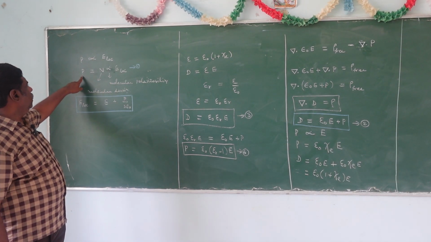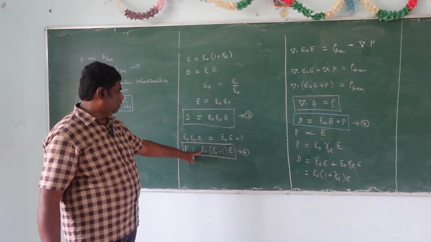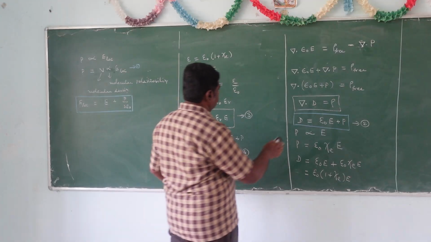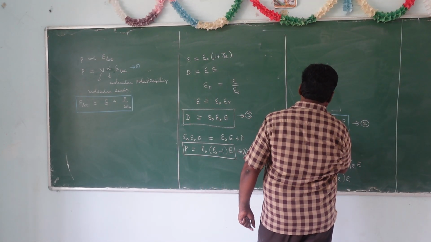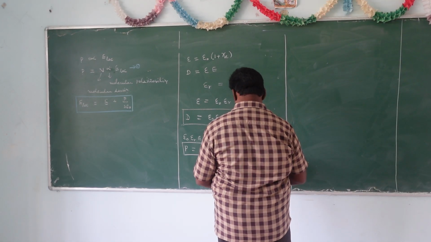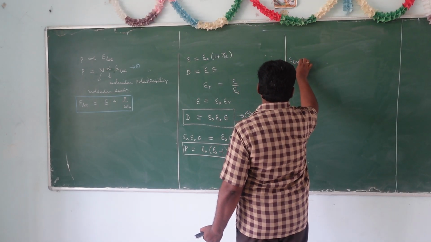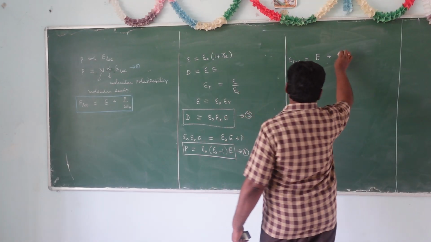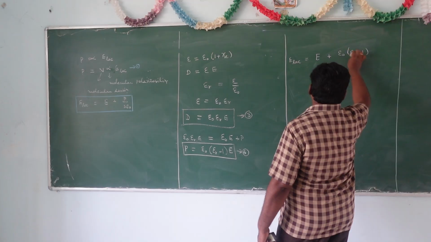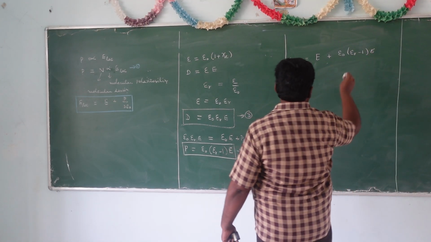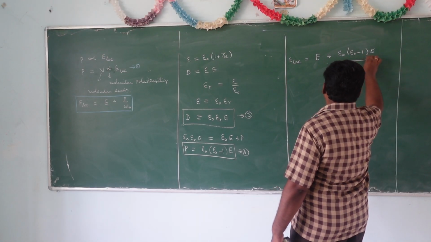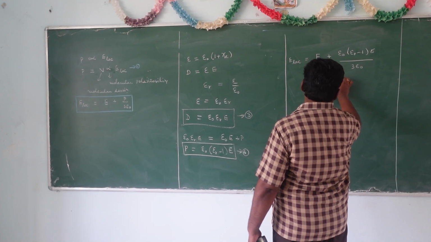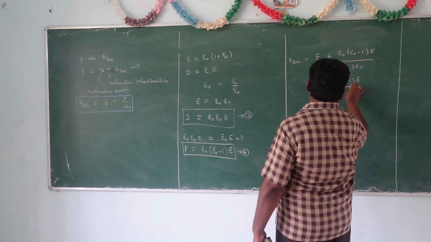Now, come to equation 1. P equal to n alpha E local. The value of P is epsilon naught (epsilon r minus 1) into E. Then E local is E plus P divided by 3 epsilon naught. Now, we have to reduce E local further. E local is equal to E plus P by 3 epsilon naught. The value of P is epsilon naught (epsilon r minus 1) into E, whole divided by 3 epsilon naught. This is equal to E plus (epsilon r minus 1) into E divided by 3.